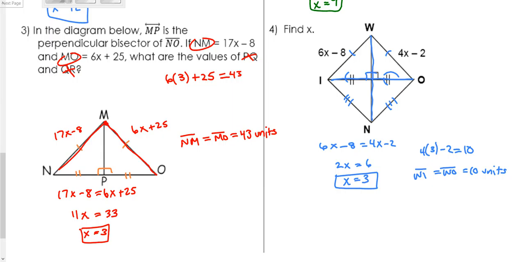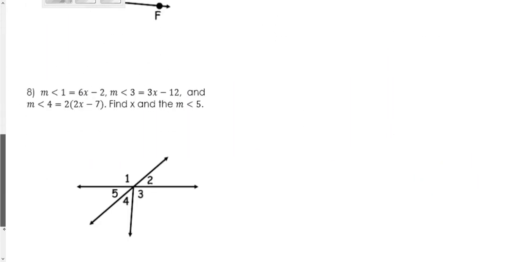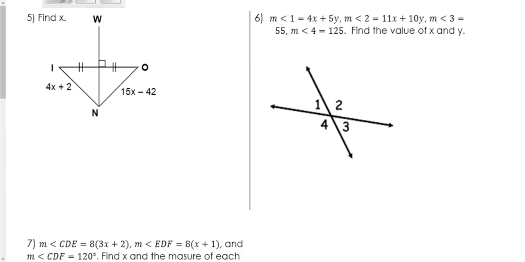Okay? Alright, so next page. Why don't you go through and try to do these 4 problems, and then you can unpause it and check and see if your work is right.